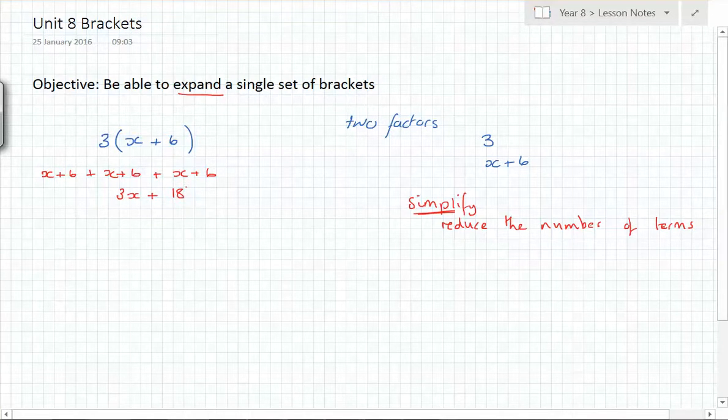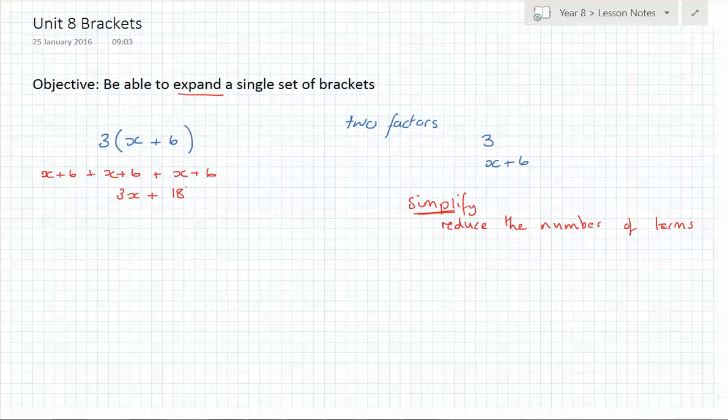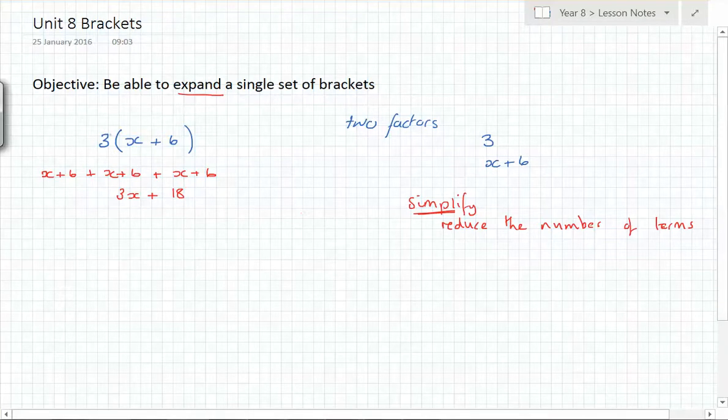Okay, so that's absolutely fine. That's a method to use. That is what we end up with, and that is what 3 times x plus 6 means. But what I would say is you will get to a point where you don't need to write it all out. It actually helps us by saying, well, look, we've got 3 lots of x, so we do that multiplication, and we've got 3 lots of plus 6, which makes plus 18.